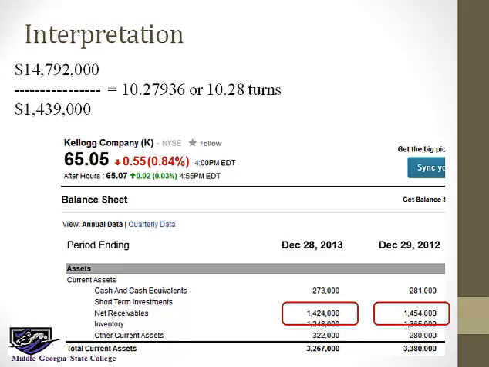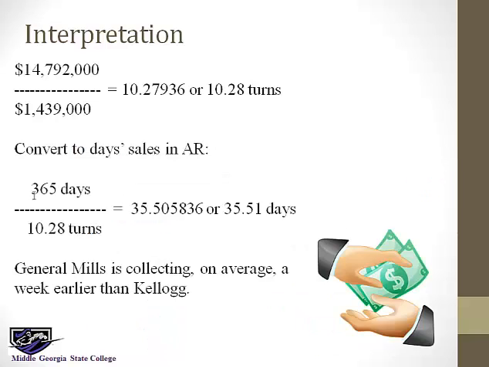So turns of over 12 is faster, more turns a year. Turns of under 12 is a little bit slower. So this is a little bit slower than once a month. Let's convert it to days and see how many days it is. So we take 365 and divide it by the turns, and we get 35 days. So that's a little longer than once a month, and once a month would be about 30 days.